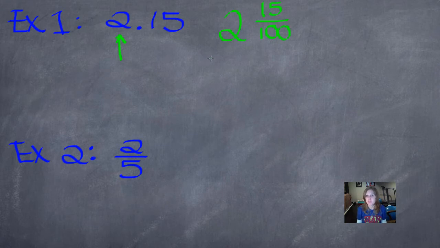You could also simplify that. We're not going to simplify it today because you're just writing exactly what you see. But I wanted you to understand that 15/100ths can definitely be simplified by making a cake. So let's look at example 2.